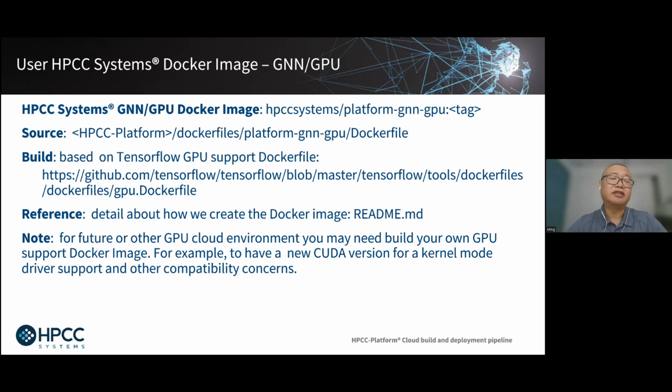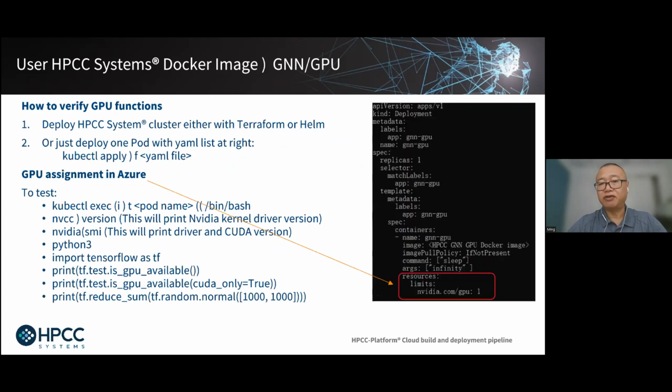So now you have your Docker image to support GPUs, how do you test it? There are two options. First, you can deploy your HPCC cluster either with Terraform or Helm, or you can simply deploy one pod with the YAML file at the right side. That is for the Azure environment. You can see the Azure resource to support GPU; that's the syntax you should put there. Then you can use the kubectl exec command to log into bash, and run the command nvcc. That will tell you the version of your kernel driver.